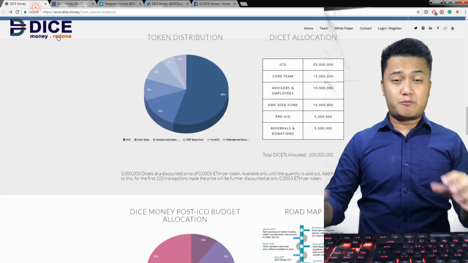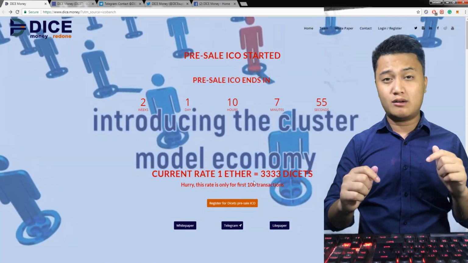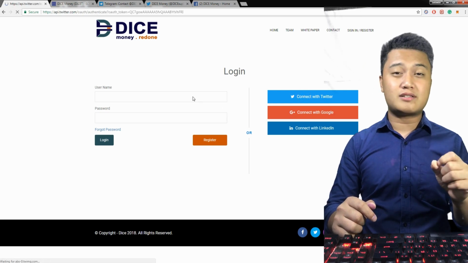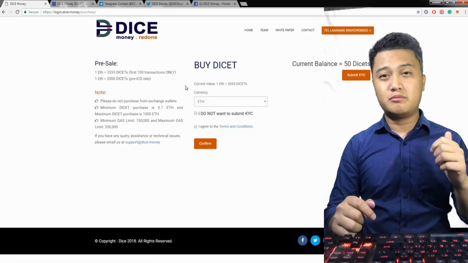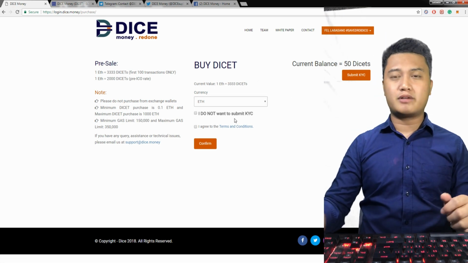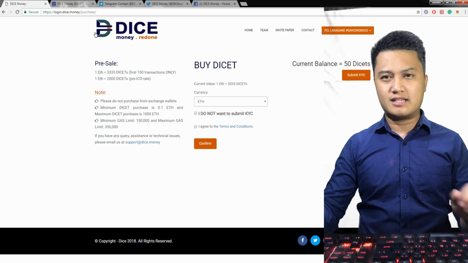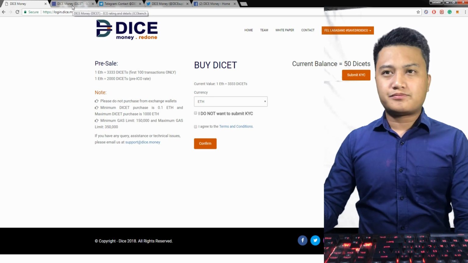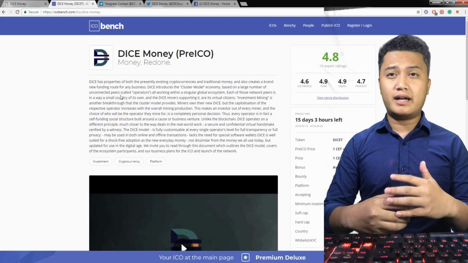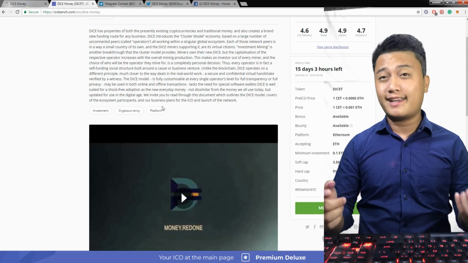Right now, they are in a pre-sale stage with 2 weeks and 1 day before it will end, and you can buy the DCET tokens at 3,333 per 1 Ethereum, or the price will be around 16 cents in US dollars, because that is part of their first 100 transaction privilege. If they are not able to reach their soft cap, they are going to return all the money, and they will conduct a new ICO token sale in autumn. So that is for the token economics, guys.